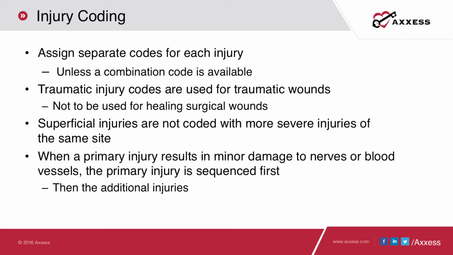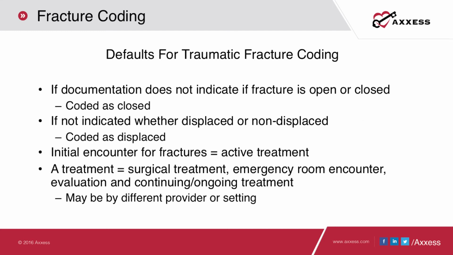Superficial injuries are not coded with more severe injuries of the same site. For example, if you have a deep laceration and an abrasion of the same site, you only code the deep laceration. When a primary injury results in minor damage to nerves or blood vessels, the primary injury is sequenced first, and then the additional injuries. So if you have a deep laceration that results in nerve damage, you would code the deep laceration first, and then the nerve damage. Next, we're going to get into fracture coding and the different types of fracture coding.